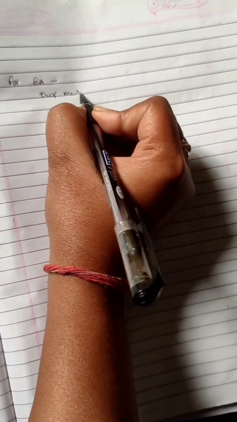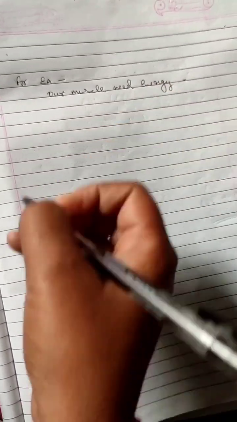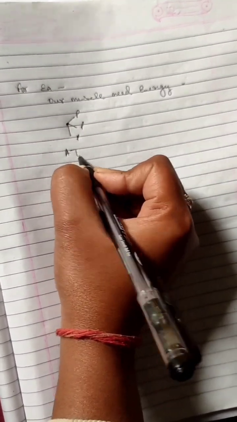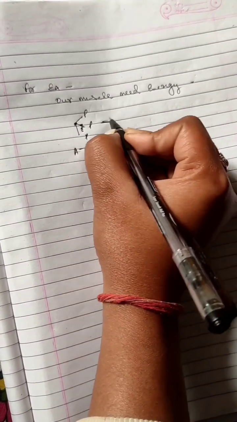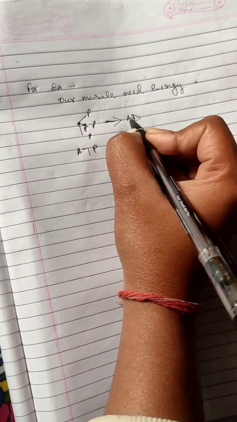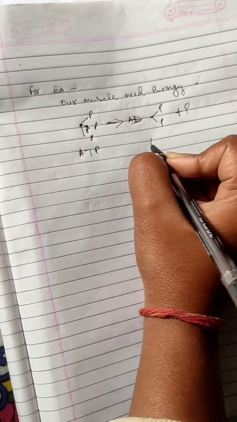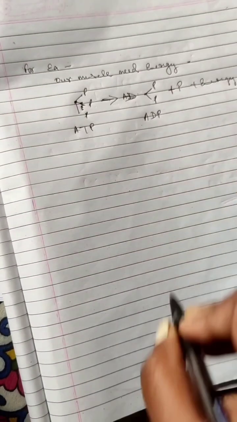For example, somewhere in my body, my muscles require energy. So what will happen is that the ATP, that means the triphosphate group, the bond that contains the energy will break down and it will convert itself into ADP. Alright, so you can see here the ADP and the phosphate group are totally separated and the energy is produced.